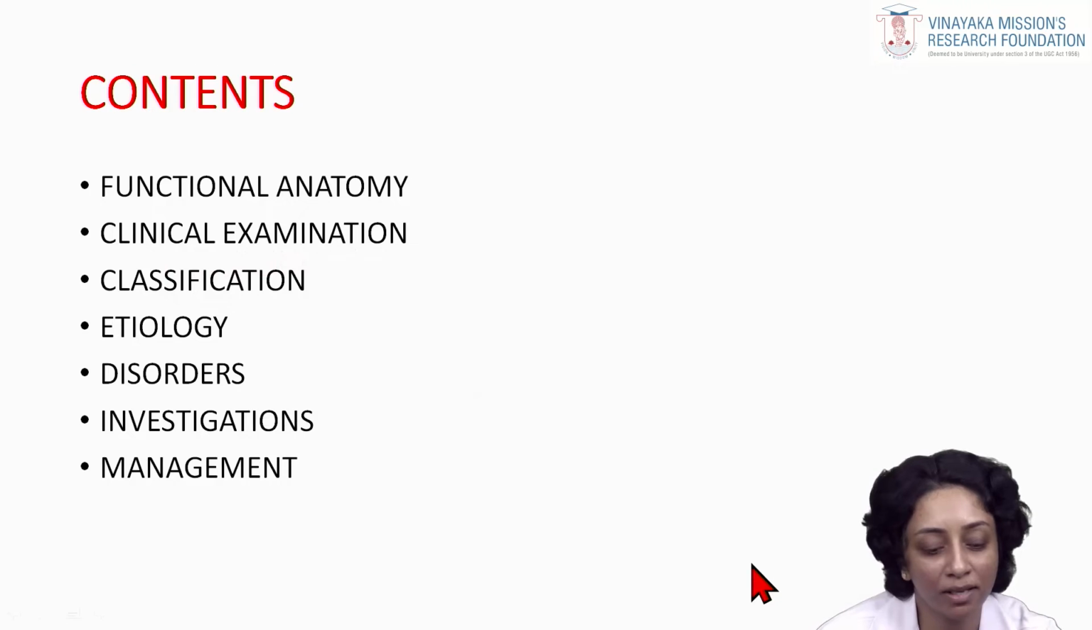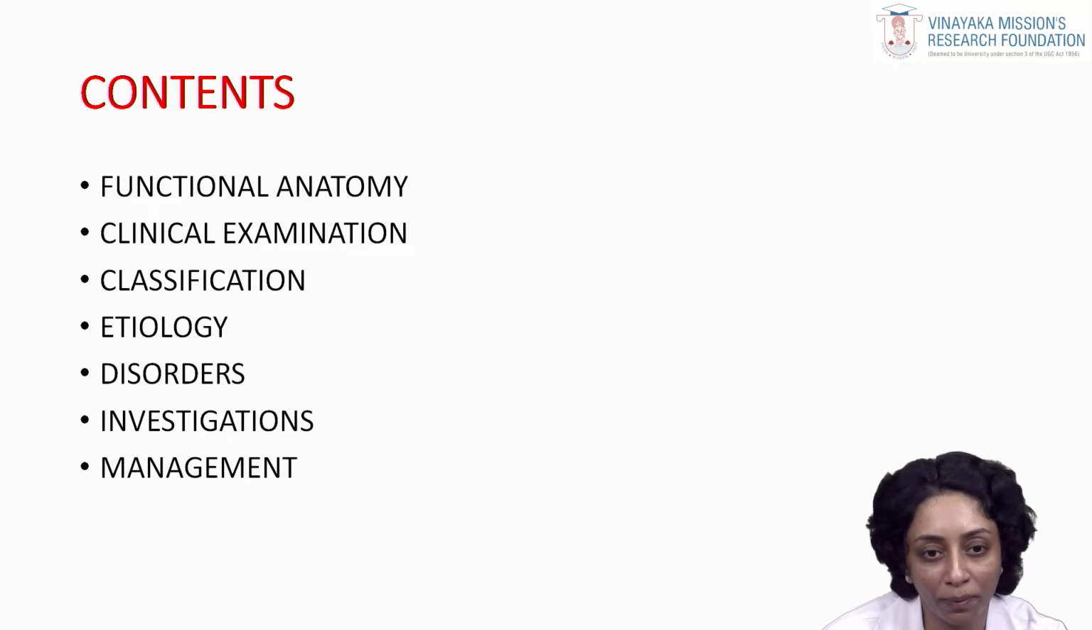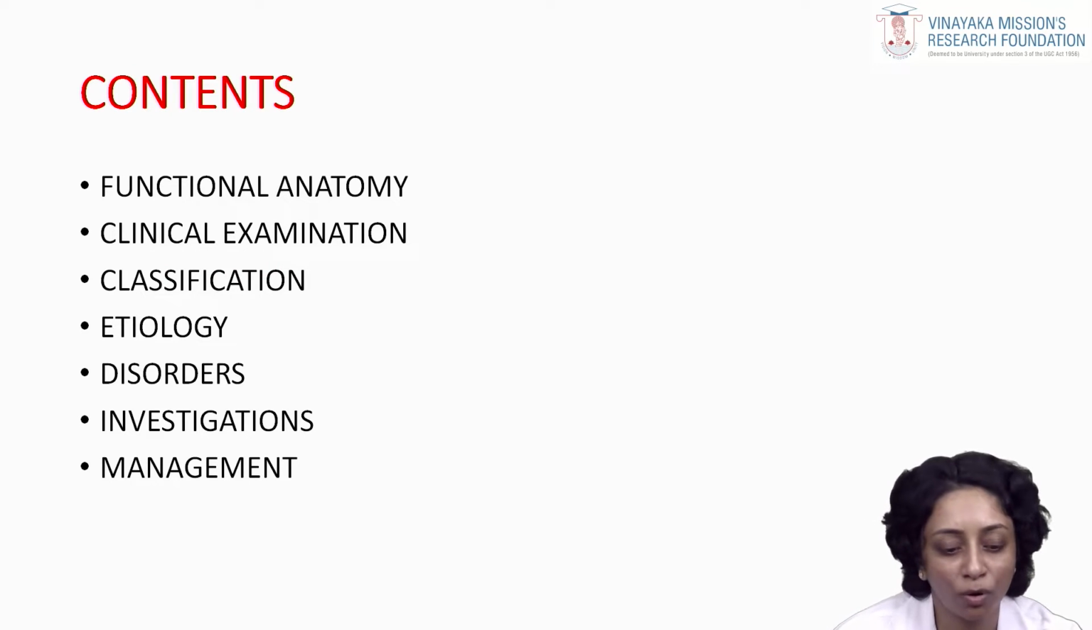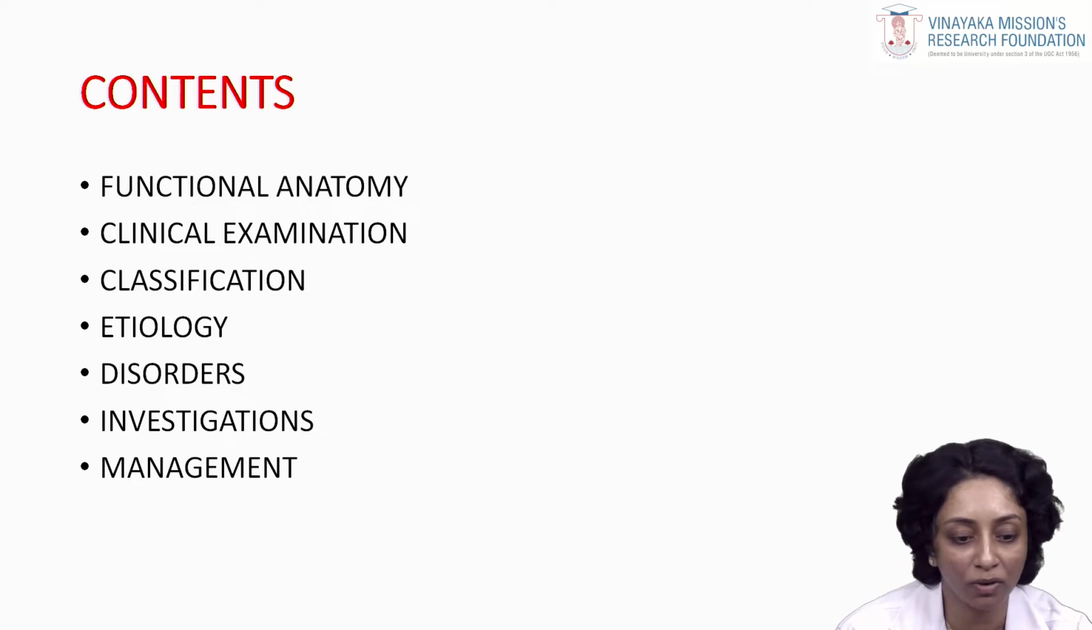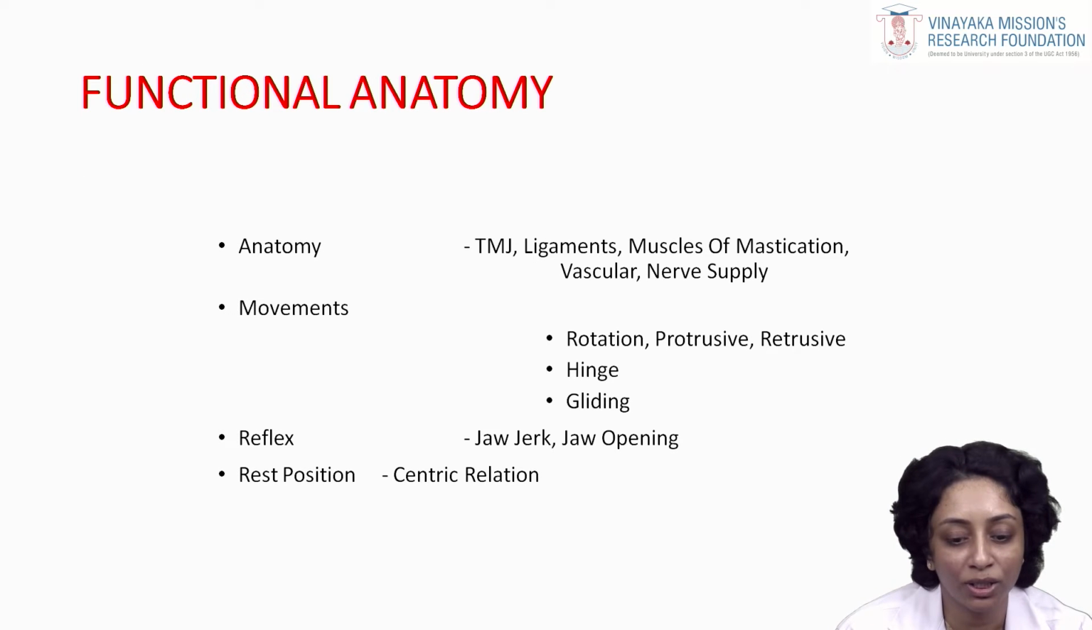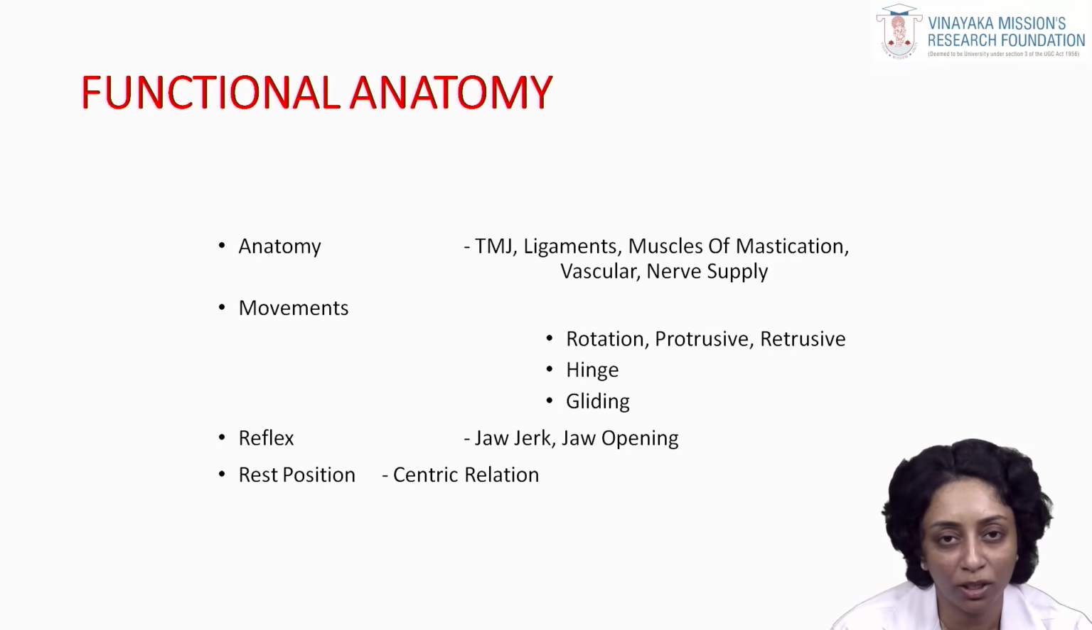To begin with, this is the overview of the topic. First we will talk about the anatomy, followed by the examination, then the classification of the disorders, the etiological causes for the disorders, the investigations, and finally the management of such disorders in the patients we are dealing with. What is the functional anatomy of the temporomandibular joint?